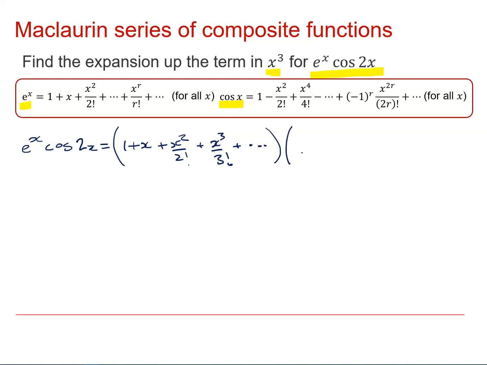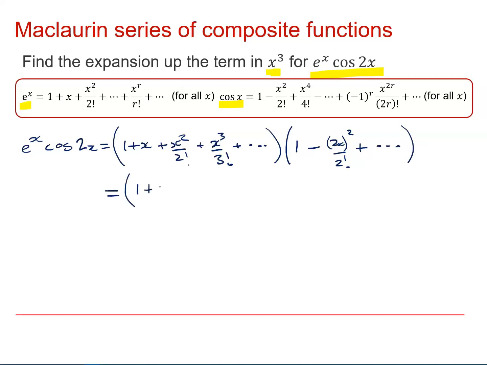And I multiply that by cos 2x. Well, cos x is this thing, so cos 2x will be this with the x's replaced by 2x, so I'll get 1 minus (2x) all squared over 2 factorial plus, well, the next term would be (2x) to the power 4, and I don't want anything as high as x to the power 4, so I'm just going to leave it there. So now let's simplify those a little bit before we use them.